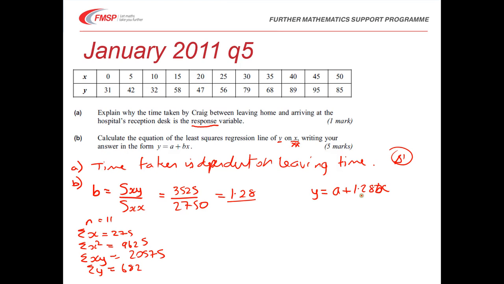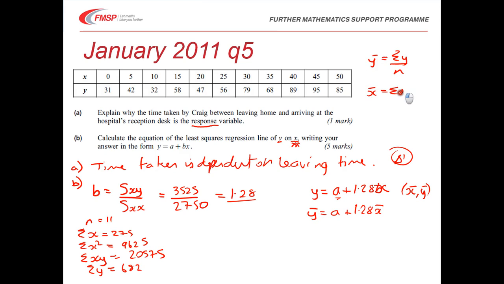What we now need to find is what A is. We need to understand that your line of regression always passes through your mean point, so we can use that to help us out here. We know that y bar must equal A plus 1.28 x bar. So I'm going to substitute y bar. Don't forget y bar will be the sum of y over n.